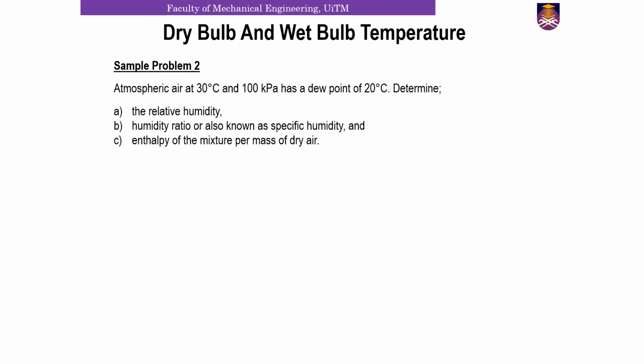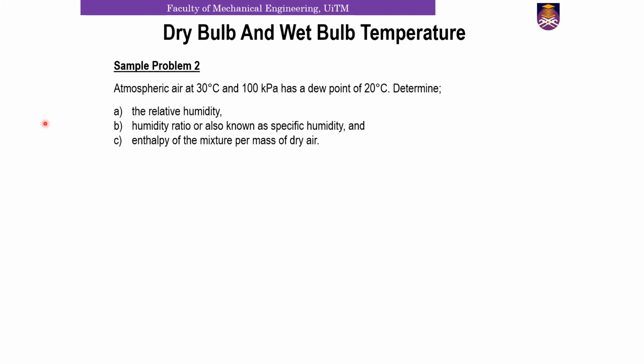Now let's look at our next example. This is an example involving dry bulb and wet bulb temperature. This is a problem based on 6.4. You have atmospheric air at 30 degrees C, and the total pressure given to you is 100 kilopascal. Dew point temperature is given to you as 20 degrees C. So you are asked to determine these three parameters.